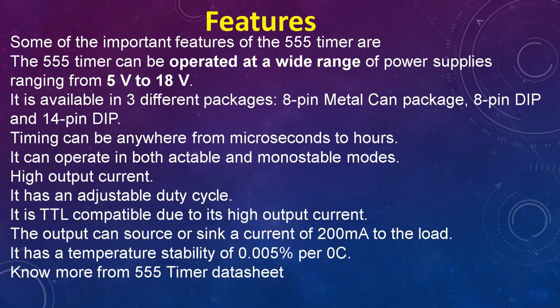Features. Some of the important features of the 555 timer are: the 555 timer can be operated at a wide range of power supplies ranging from 5V to 18V. It is available in 3 different packages: 8-pin metal can package, 8-pin DIP and 14-pin DIP. Timing can be anywhere from microseconds to hours. It can operate in both astable and monostable modes. High output current. It has an adjustable duty cycle. It is TTL compatible due to its high output current.